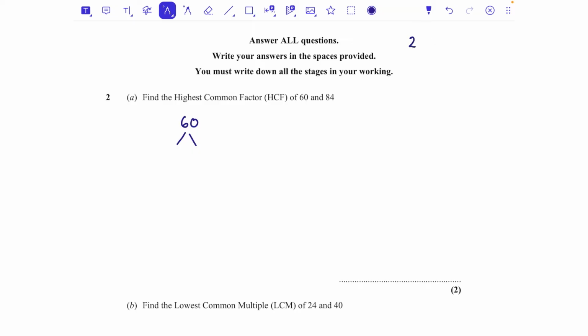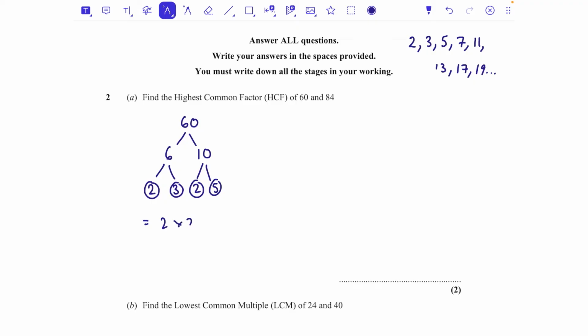Your prime numbers, remember, are 2, 3, 5, 7, 11, 13, 17, 19, and so on. They're numbers that are only in the 1 times table and their own times table. So 60, I'm going to split that up to be 6 times 10. Why not? Now, neither of those are prime, so I'm going to carry on with both. 6 is 2 times 3, and they're both prime. And 10 is 2 times 5, and they're both prime. There we go. So 60 is 2 times 2 times 3 times 5.